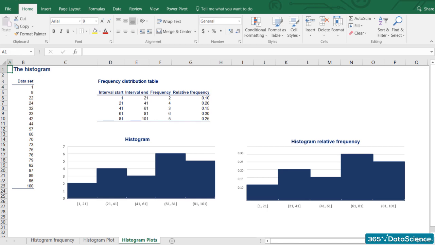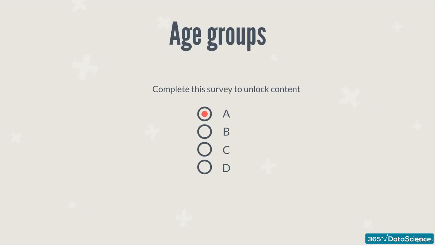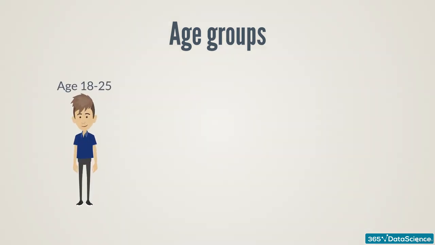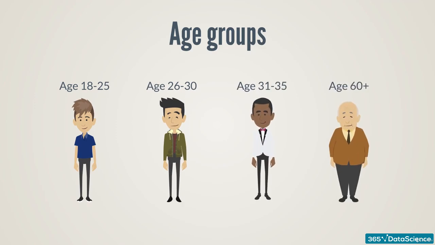There is one last thing to note here. We may create a histogram with unequal intervals. An example is designing age groups. You've likely completed some survey where you were asked about your age and the possible answers were 18 to 25, then 26 to 30, 31 to 35, and so on until 60 plus. Clearly, the interval widths vary and reflect different focus groups for the experiment at hand.